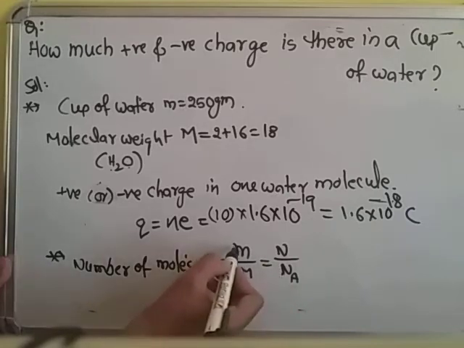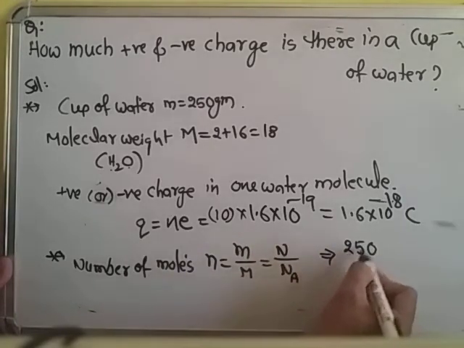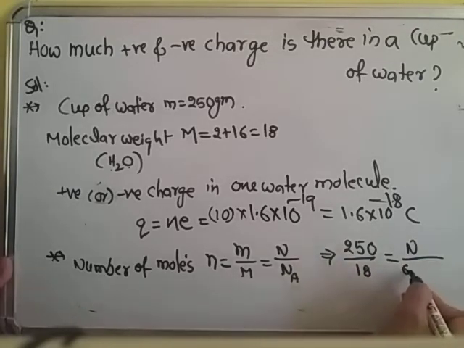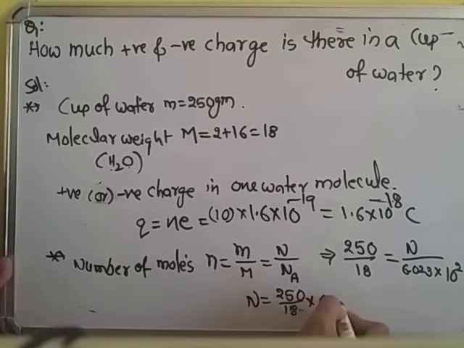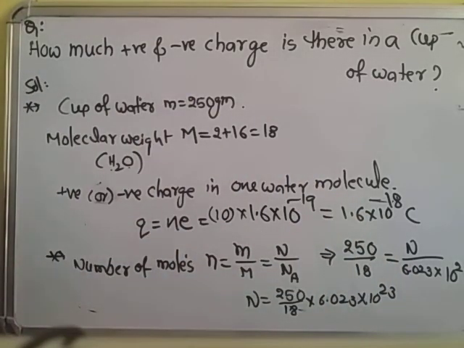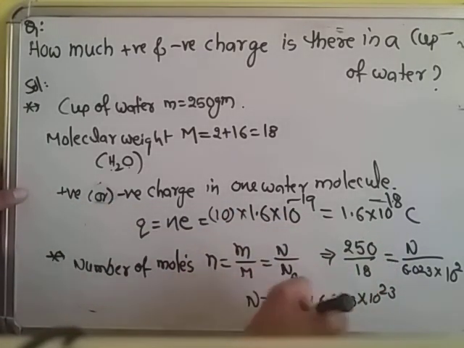The weight we already know, small m is 250, and the molecular weight we also know is 18. Then N by Na, the Avogadro number, we already know, 6.023 into 10 to the power of 23, in chemistry and in physics also. Then the number of molecules present in the cup of water is 250 by 18 into 6.023 into 10 to the power of 23. This many molecules are there in a cup of water. In one molecule this much positive charge is there, and the cup of water has this many molecules.